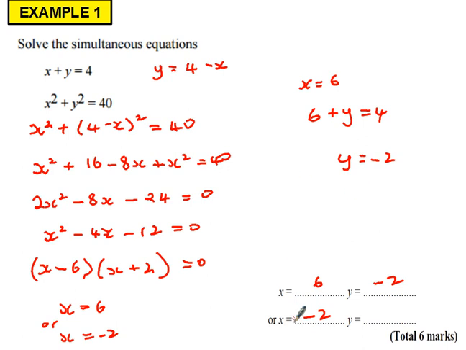Now, we've still got this one to find, x equals minus 2. So I'm going to substitute that into here. So minus 2 add y equals 4. So if I add 2 to both sides, I get y equals 6. And there's our two solutions. So if you have time in the exam, it's always worth just checking that this works for both of them, so it's well worth substituting back into there.